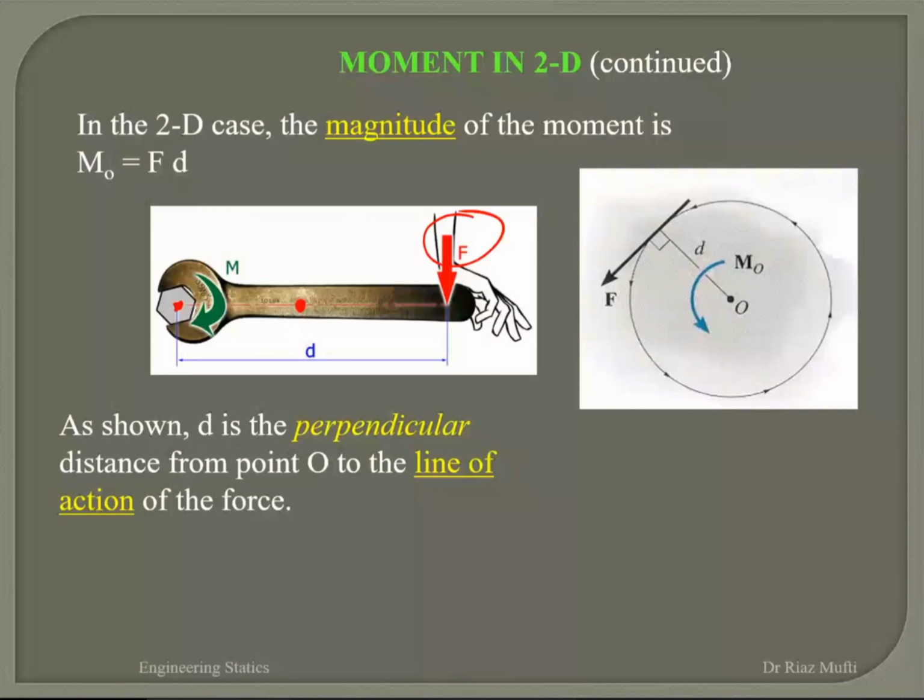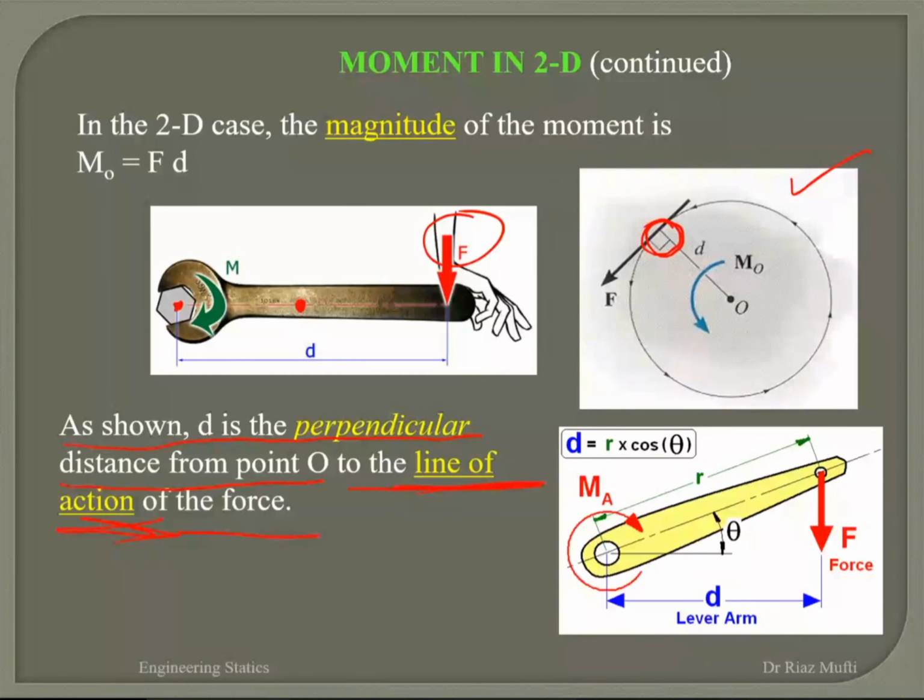That's another example being given. You're applying a force and it's always a perpendicular distance from the point where you want to measure the moment. So as shown, D is a perpendicular distance from point O to the line of action of the force. Line of action. Very strange. Why not distance from point O to the force? No, they are using the word line of action. I will show you what that means.